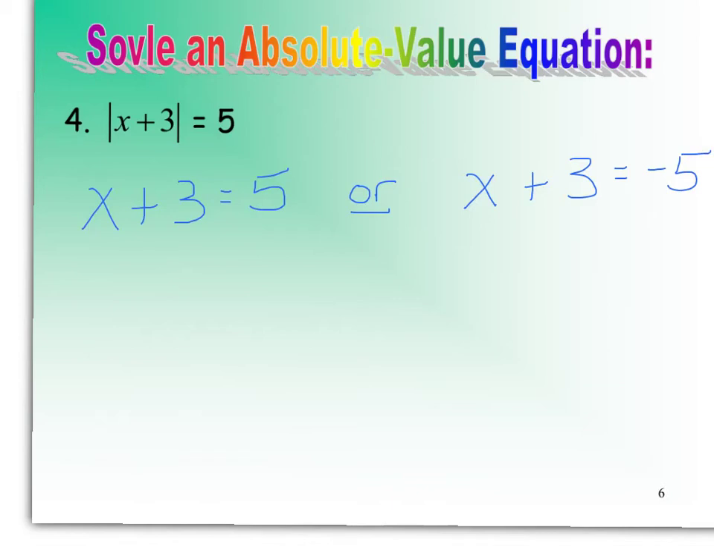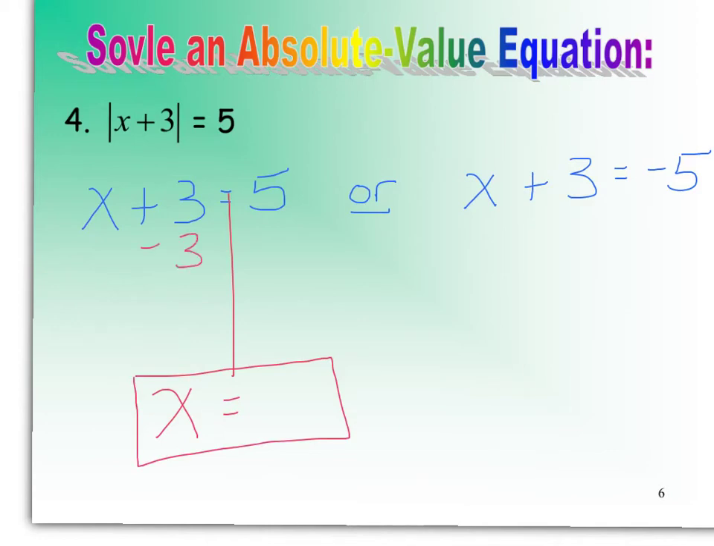Once you have set up your two equations, you don't have to think about the original equation anymore. You're just going to solve this one, find one solution, solve this one, find the other solution. Okay, so we draw the line. We need to isolate the x. We add the opposite. Cancel out. 5 plus -3 equals 2. So one solution is 2.